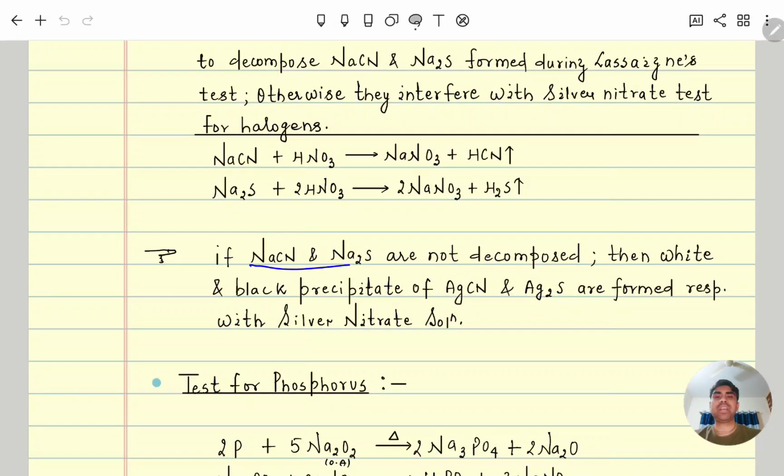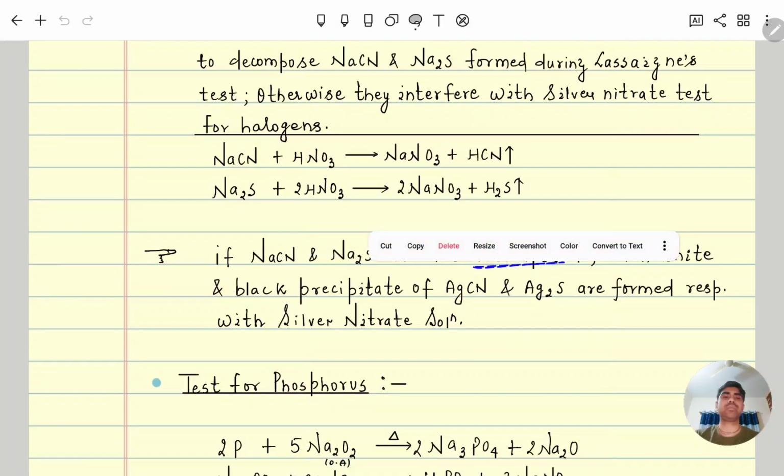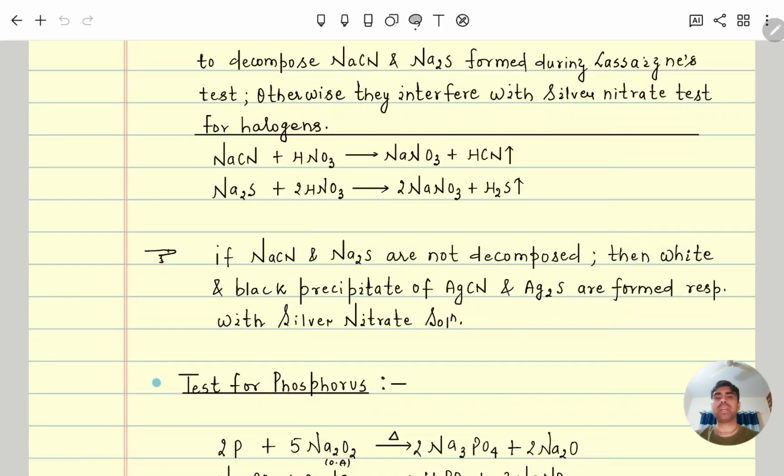If NaCN and Na2S are not decomposed, then when they react with AgNO3 they will form AgCN and Ag2S, white and black precipitates.